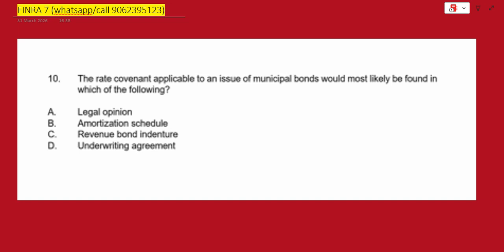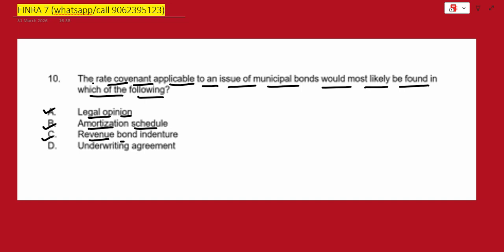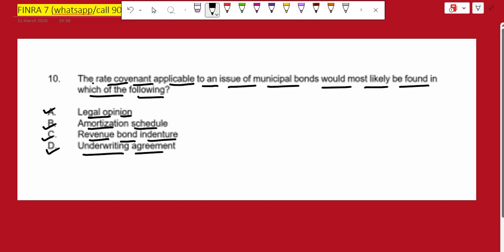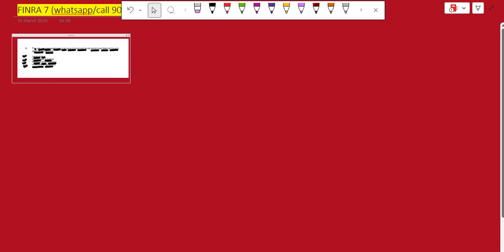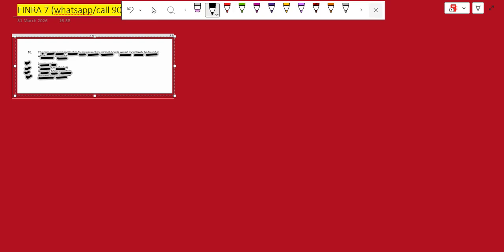So the question is, the rate covenant applicable to an issue of municipal bonds would most likely be found in which of the following? There are four options. Option A is the legal opinion. Option B is the amortization schedule. Option C is the revenue bond indenture, and option D is the underwriting agreement. Okay, so we have to tell which option will be correct for this.